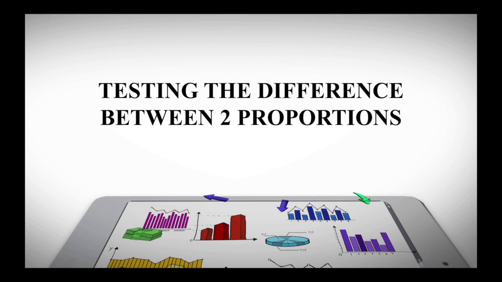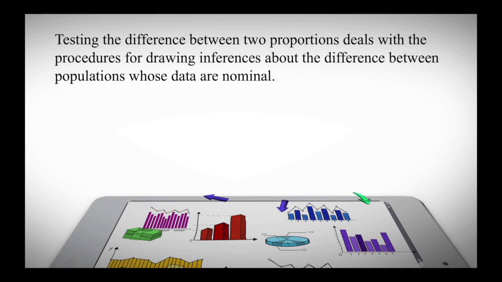First of all, when we say proportion, we're just saying that a certain point of interest is a part of a whole. That is a proportion. So, let's start our discussion. Testing the difference between two proportions deals with the procedures for drawing inferences. Take note of the term drawing inferences about the difference between populations whose data are nominal. So, on this topic we are going to have a different nominal group of data, two populations of data, where we will have the inference coming from those two different proportions.